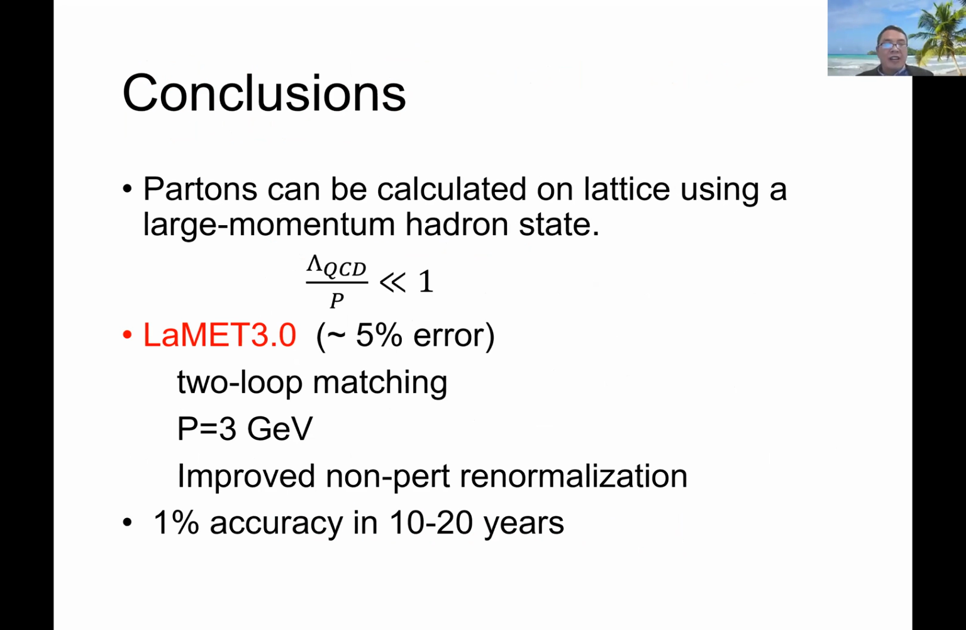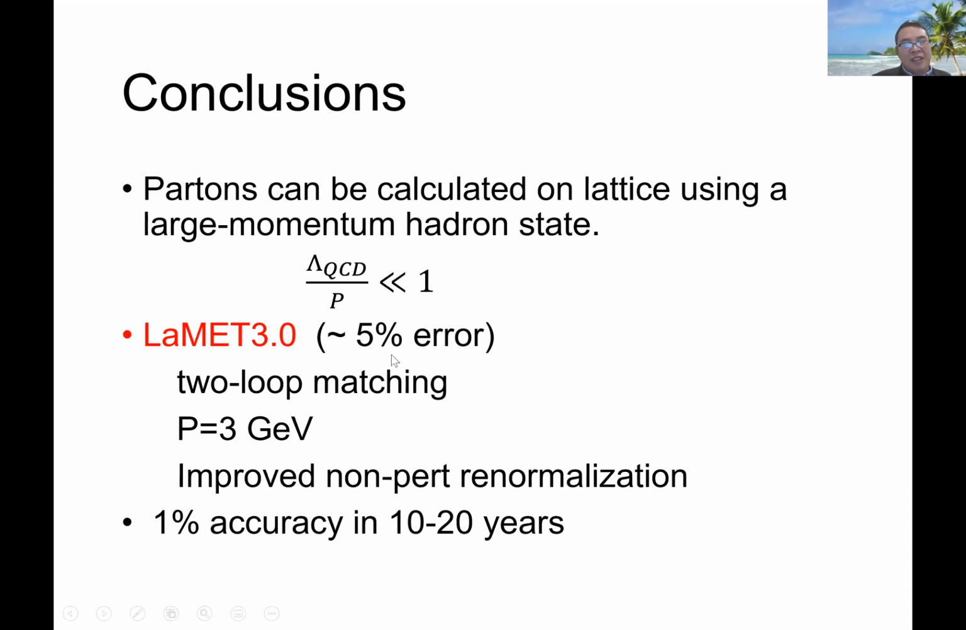So let me conclude. Basically, here I identify an expansion parameter, which is lambda QCD over the momentum of the hadron. So long as this is small, you can do a particular expansion, resulting in a theory called large momentum effective theory. And we're going into LaMET 3.0 right now, because the initial tests, followed by a lot of activity, showed one can get a pretty good answer, but not at a precision level yet.